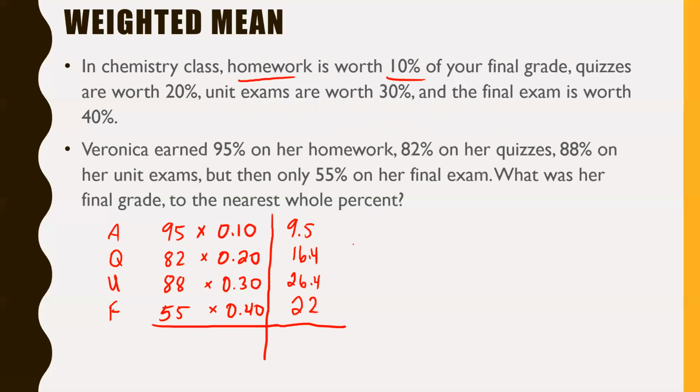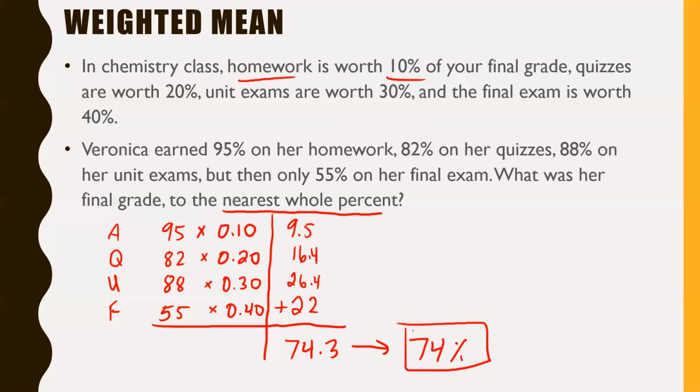To find a final grade, we just have to add all of those things together. I guess I should have really put the plus sign on this side. That kind of makes more sense, doesn't it? Add all of these together. Anyway, I threw that in my calculator. That gave me 73.4, but it does want it to the nearest whole percent. So we got to follow what it's asking, round it to the nearest whole number. Well, that would be 74%. So that would be her final grade in that course.